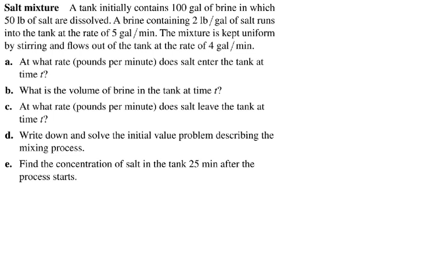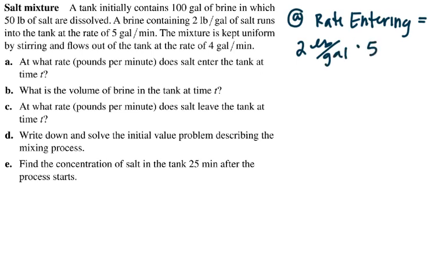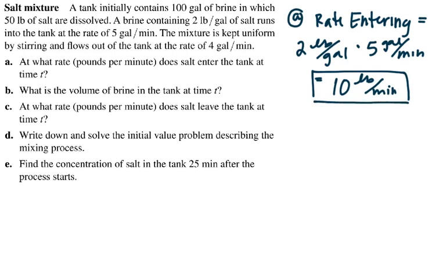So part A says, at what rate does the salt enter the tank at time t? And when we talk about that rate, the rate that it's entering the tank is going to be in pounds per minute. So for A, our rate entering is going to equal the 2 pounds per gallon times 5 gallons per minute. And what that gives us is that my rate is 10 pounds per minute. So that's the rate that the salt is entering the tank.